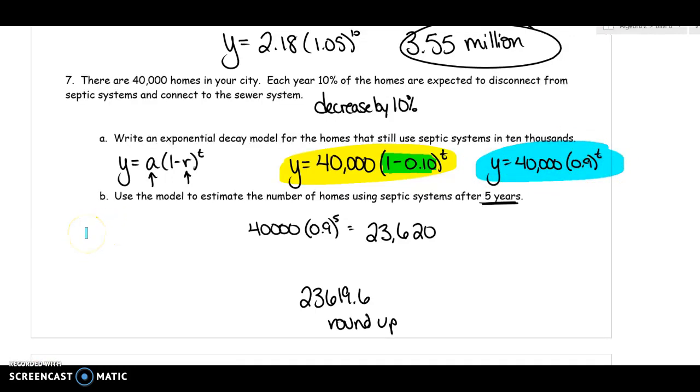Then estimate the number of homes using septic systems after 5 years. You plug 5 years into T, plug that into your calculator. I got the decimal 23619.6, so I rounded that up to about 23,620, and because this is a word problem, we would say homes, and that is our answer.